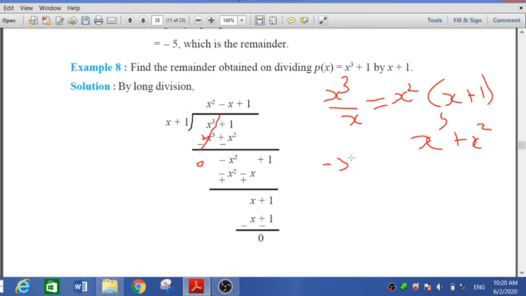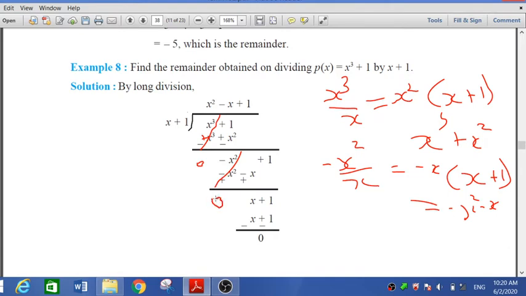Again, minus x square divided by x, we get minus x. So we have to put minus x here. Again in the bracket, what do I have to write? x plus 1. Now open this. We get minus x square minus x. So here it is minus x square minus x. Again the sign changes. Here it is 0.